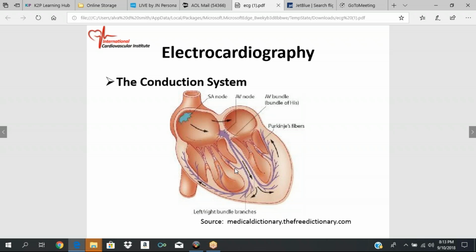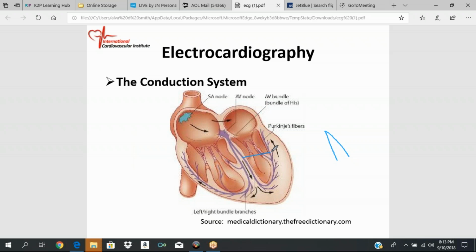The left bundle actually splits into two as well. So the left bundle splits into a left anterior fascicle and a left posterior fascicle. This left bundle right here, if you were to look at it, it splits and it gives you a left anterior fascicle. So this is the left bundle now, which is splitting, and it gives you a left posterior fascicle. So this is our left bundle.